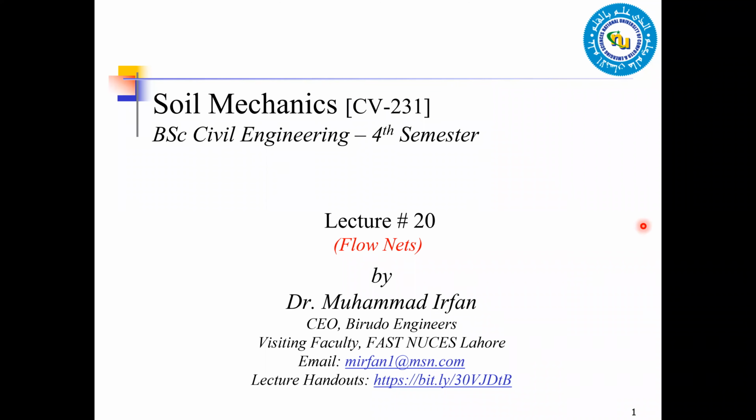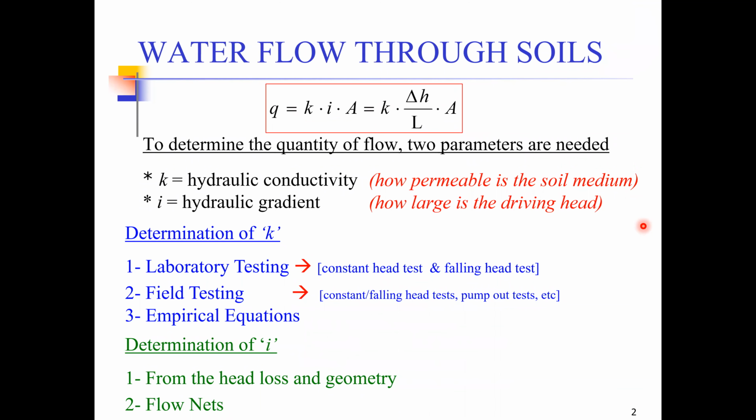We are going to continue with our discussion regarding seepage and permeability through the soils, and today's topic is flow nets. To give you a brief overview of what we have done so far, we have seen that the permeability through the soil can be determined by using these equations, and one of the most important things that we are entrusted to determine is the discharge or the total quantity of water that is flowing through the soil.